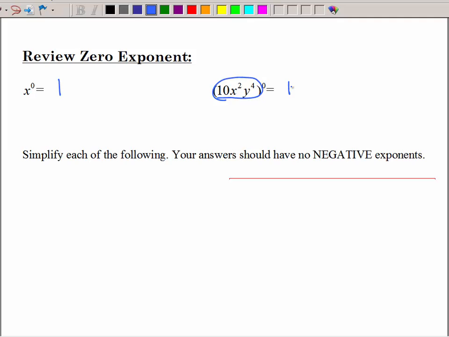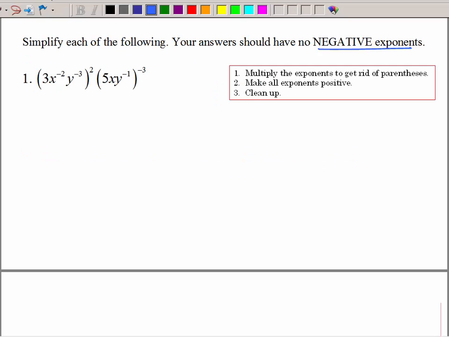Now let's look at the problems. We're going to simplify, which means our answers will not just be numbers. But the key thing is your answers should not have any negative exponents. As I look at problem number 1, I see lots of bases, lots of exponents, so I'm going to follow these 3 steps. These are not rules, these are just experience talking. I think this is the easiest way to not make mistakes.